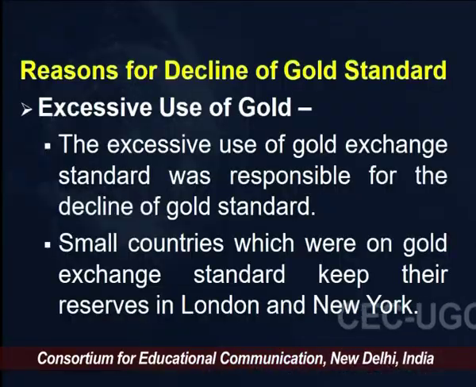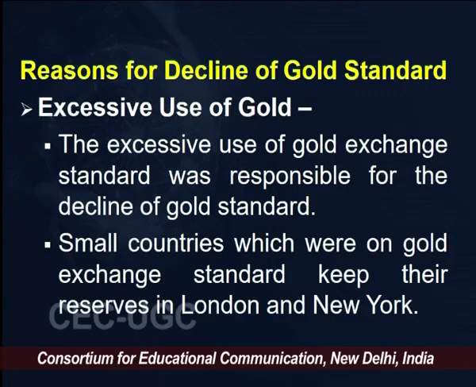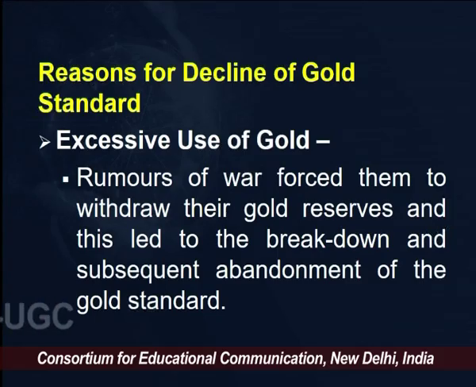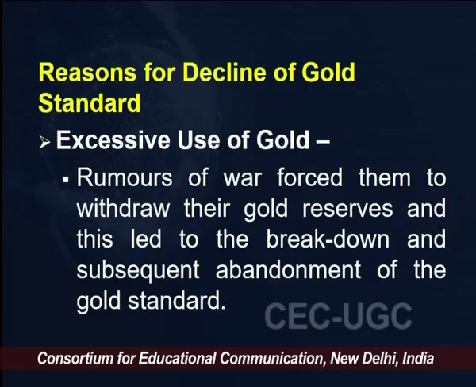There was movement of a large amount of short term capital or refugee capital from one country to another in search of security. There was plenty of borrowing that happened. Excessive use of gold exchange standard is another reason for the decline of the gold standard. Small countries which were on the gold exchange standard used to keep their reserves in London and New York, but rumors of war forced them to withdraw their gold reserves, and this led to the breakdown and subsequent abandonment of the gold standard.